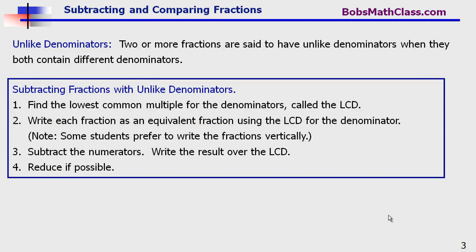Actually, the next type of problems, unlike denominators. Two or more fractions are said to have unlike denominators when they contain different denominators. So when the denominators are different, they're unlike. And this is our procedure for subtracting fractions with unlike denominators. Number 1, find the lowest common multiple for the denominators, and we're going to call it the LCD. Number 2, write each fraction as an equivalent fraction using the LCD for the denominator.